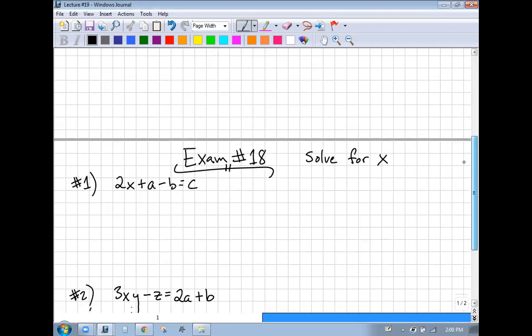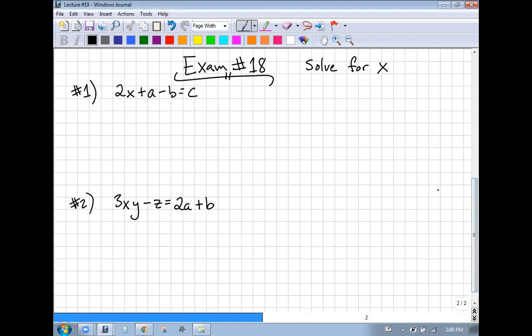So let's look at our last exam here. We want to solve for x. If we look at number 1, here's our x. We've got to get rid of this 2 and this a and the b. I recommend getting rid of this first.